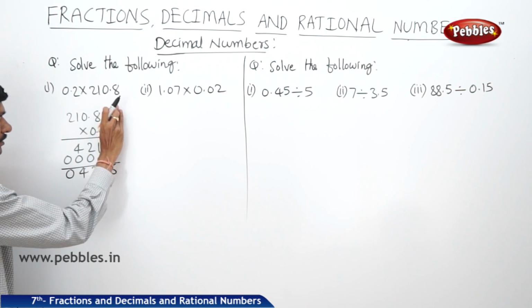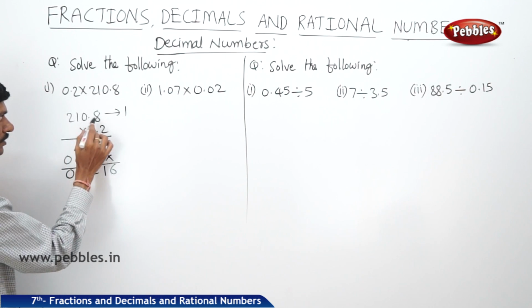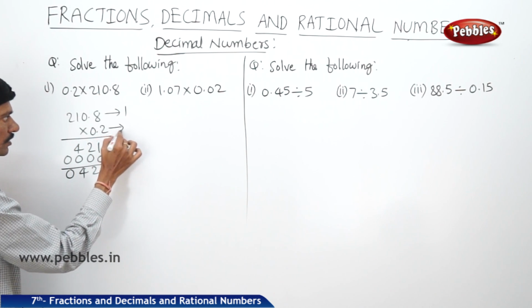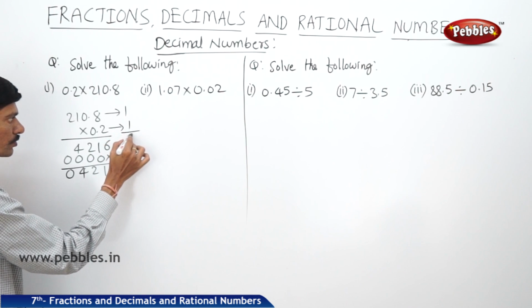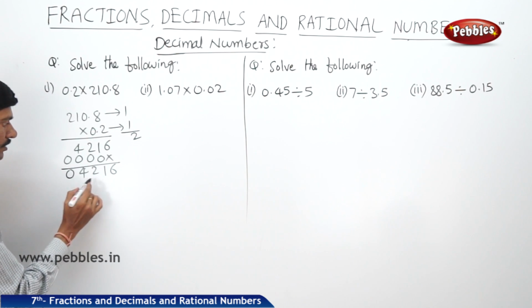Now in the given multiplicand there is one digit after the decimal point, and in the multiplier there is one digit after the decimal point. So totally there should be two digits after the decimal point in the product.